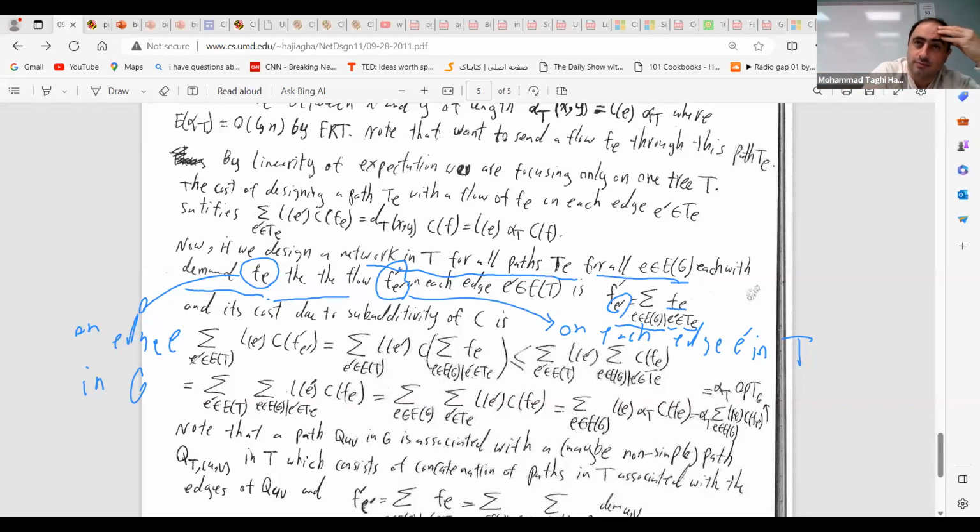Now let's write the equations. We want to see what will happen to the OPT after doing that. The sum over e' belonging to the edges of T of l(e') times C of f'(e'). That's the cost that we need to pay. This is the subadditivity part: we have more sharing in the tree than in the original. So l(e) is the same, it is the same equation, and I just replace f'(e') with this formula. Correct? This is f(e), f'(e').